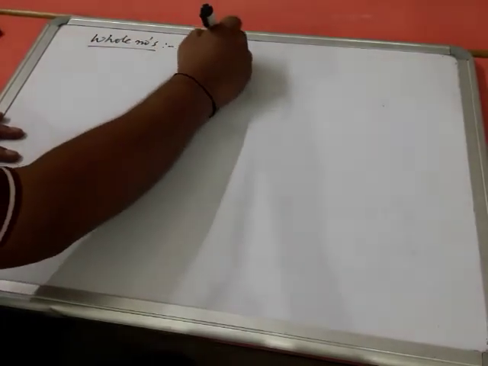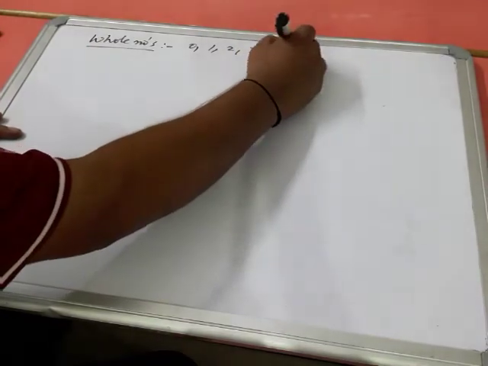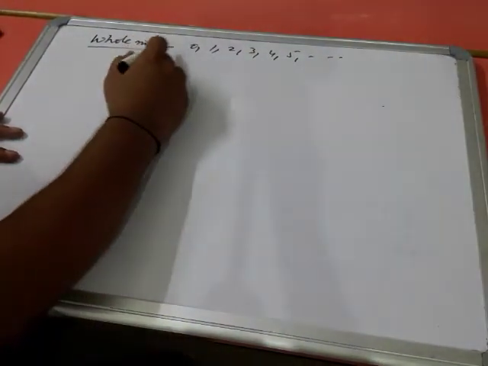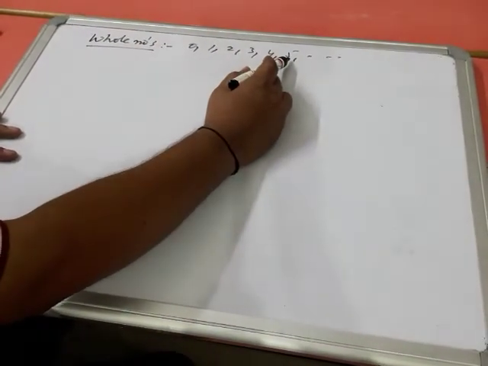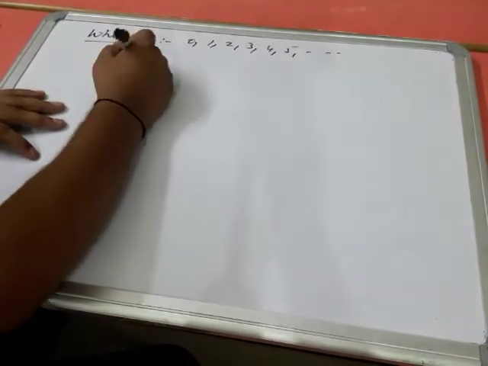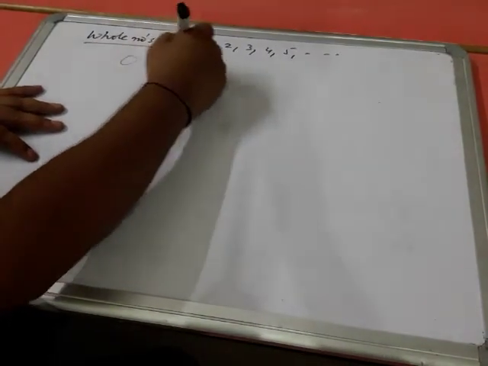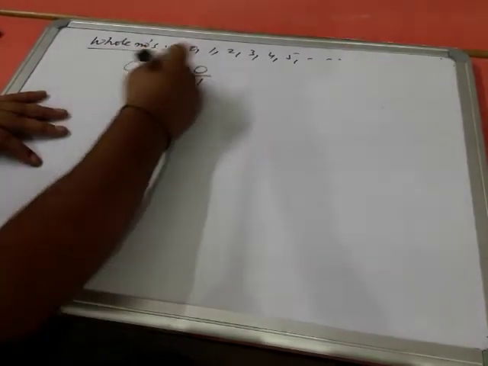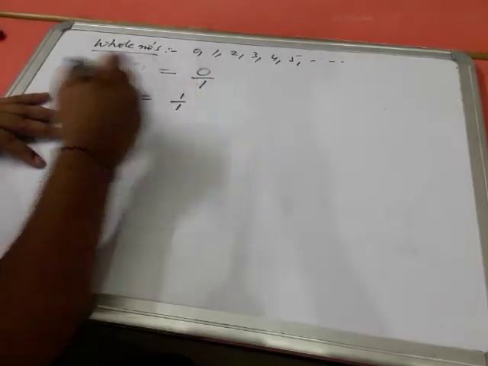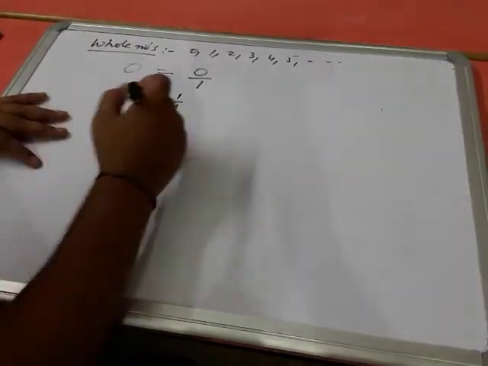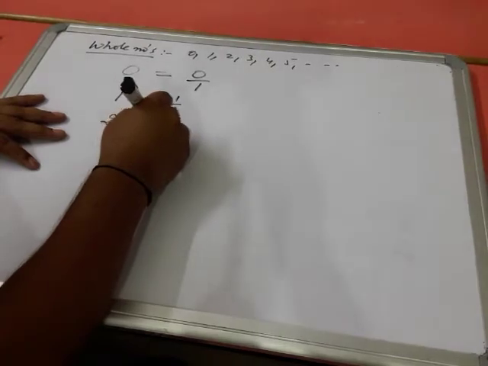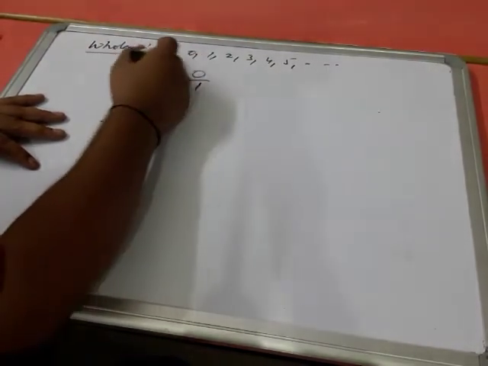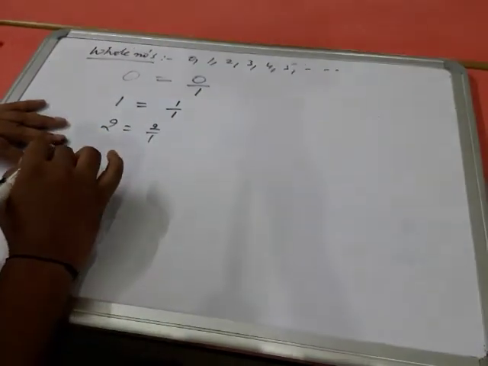Now, what are whole numbers? Whole numbers begin with 0: 0, 1, 2, 3, 4, 5 and so on. All whole numbers can be expressed in P upon Q form. Suppose 0. Now, 0 can be written as 0 upon 1, so 0 is also a rational number. 1 can also be written as 1 upon 1, so 1 is also a rational number. 2 can be written as 2 upon 1. So we observe that all whole numbers are rational numbers.